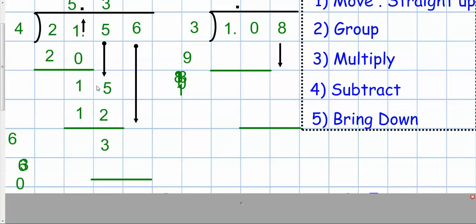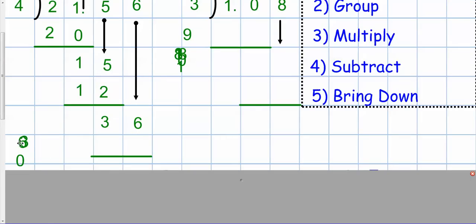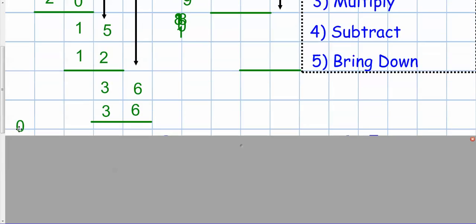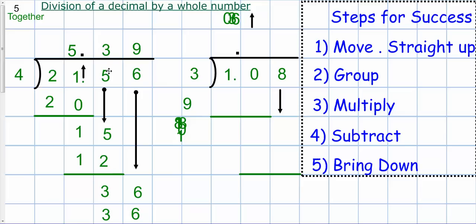So when I do 15 minus 12, I get 3. And then I bring down the 6. All right. So how many groups of 4 fit into 36? That's right, 9. 9 times 4 is 36. And then 36 minus 36 is 0. Okay, so my answer, 5 and 39 hundredths. Okay, so let's do one more practice, and then I will set you free to do the bottom all by yourself.